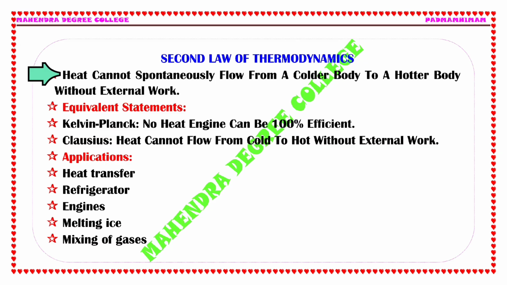External work needed. If we want heat to flow from cold to hot, we must supply external energy and work. Example: a refrigerator pumps heat from inside (the cold space) to outside (the hot room) by using electric power.